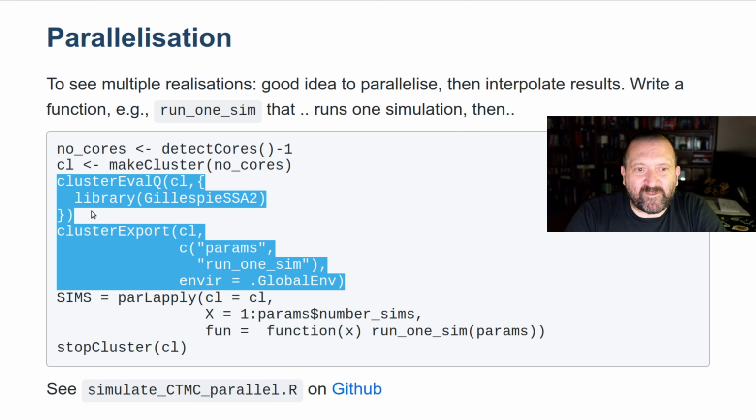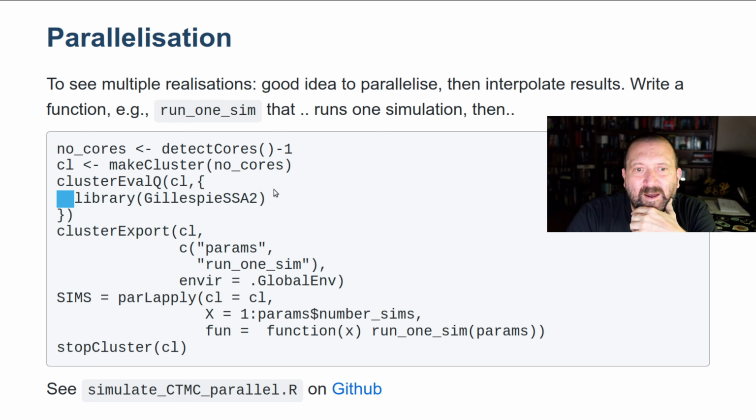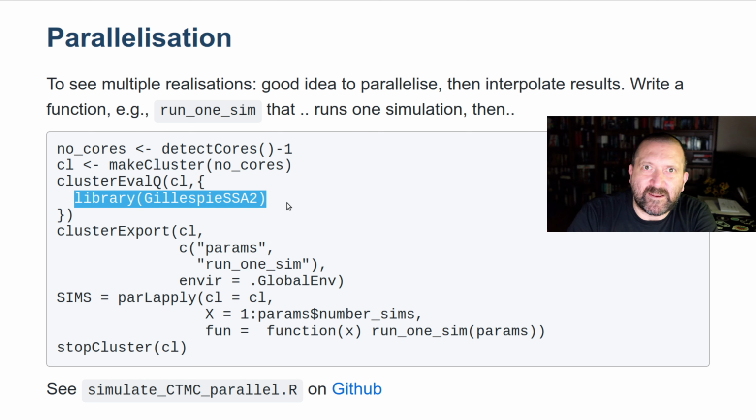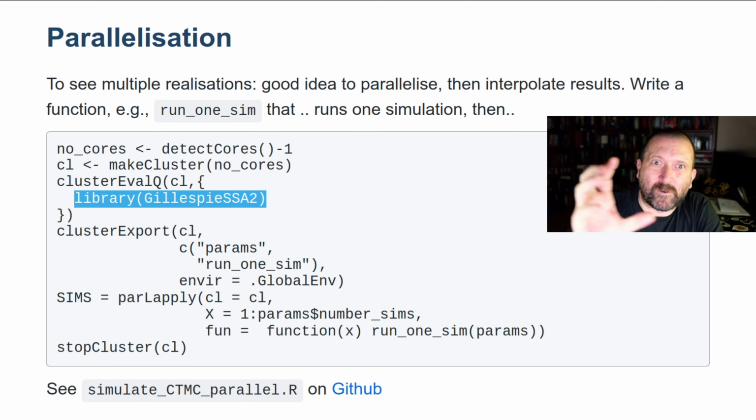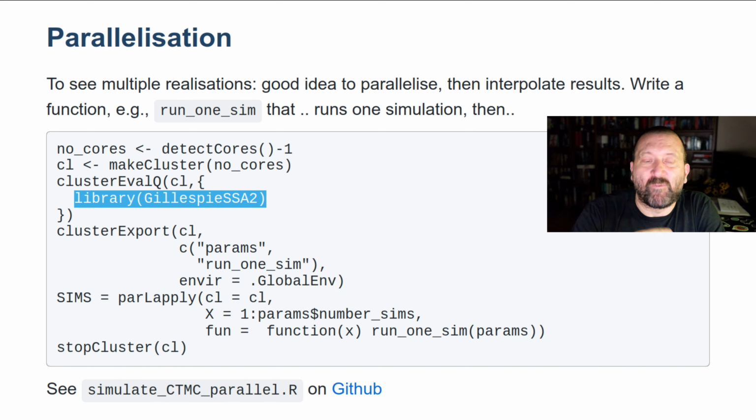So these two instructions here, this one evaluates this command on the cluster. Okay, CL is the cluster, and what I'm doing here is I'm evaluating this command, library Gillespie SSA2. I'm getting each cluster worker to run this command. There could be a better way to do it. I actually don't need to evaluate the whole library. I just need to make each node, each worker, aware of the function I want to use. But this is one way to do it.